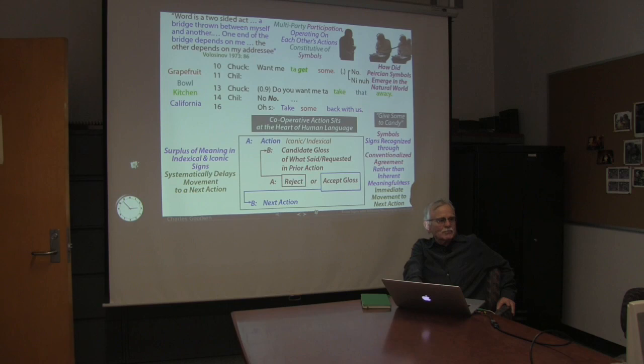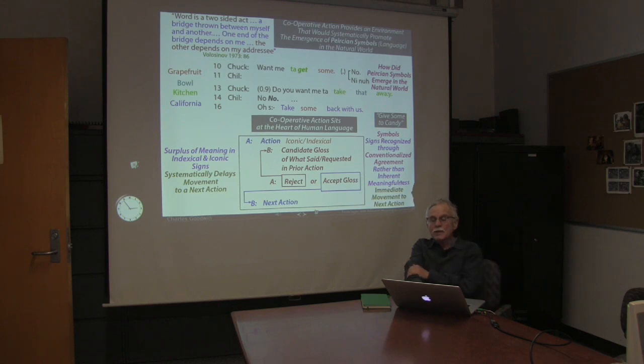And again, there are people like Chomsky and others who argue that the social is irrelevant to language. But if we think of how symbols are constituted, this distinctive and unique form of human sociality, which is as much cognitive as it is social, sits at the center of human language. So cooperative action provides an environment that would systematically promote the emergence of symbols, and thus language, in the natural world.